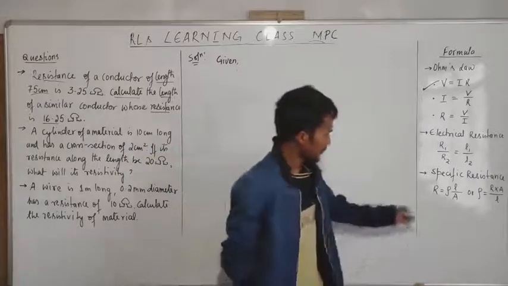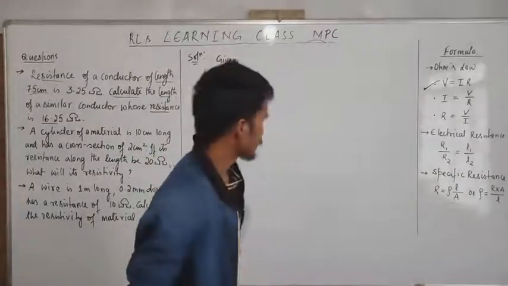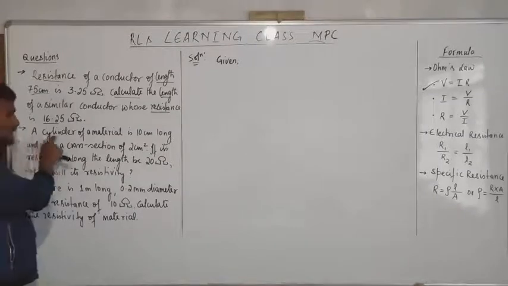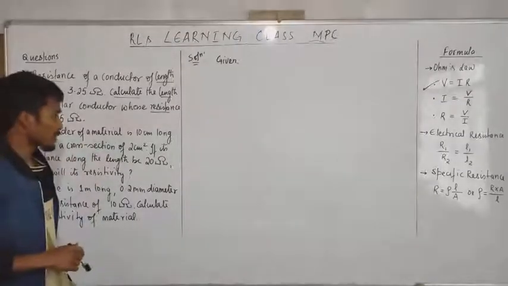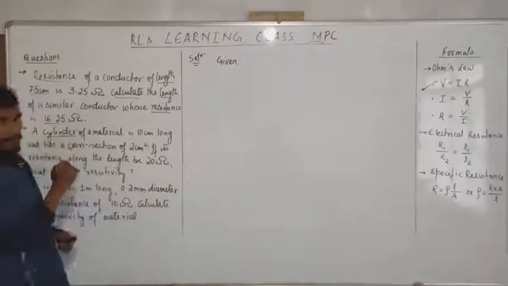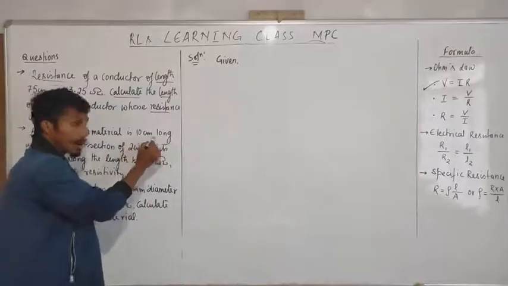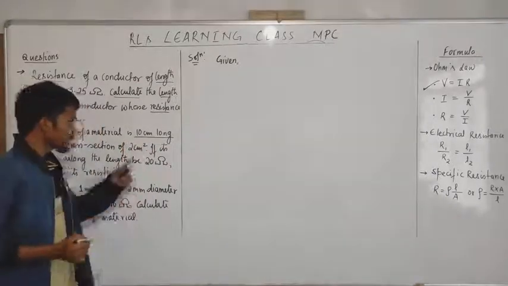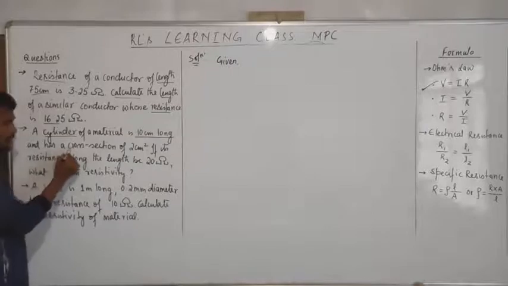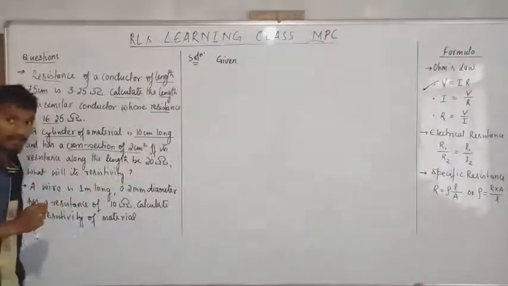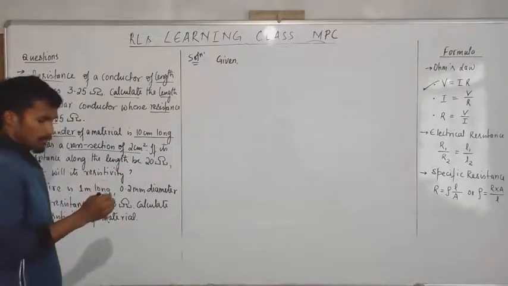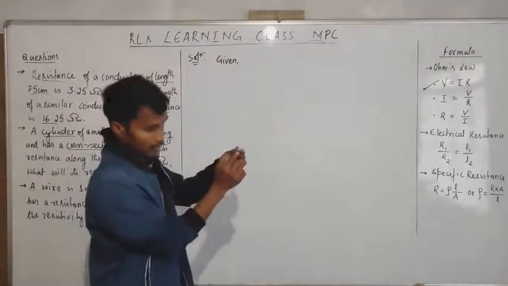Okay, the second question will be related to this formula. What do we need to find here? Read the question. A cylinder of material is 10 centimeter long. Given that the length of that cylinder is 10 centimeter, and it has a cross section. This cross section means we're talking about the area or the size of that cylinder. The size of that cylinder is 2 centimeters square. This is that size, this part.